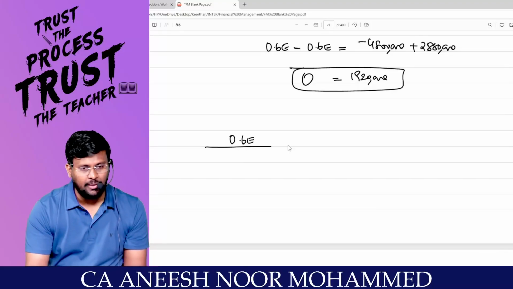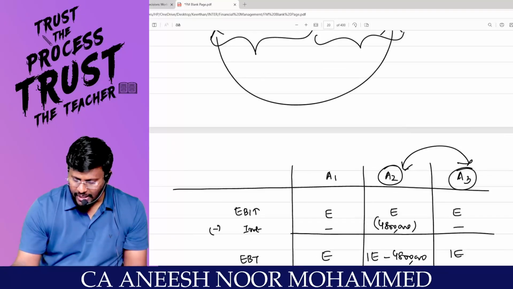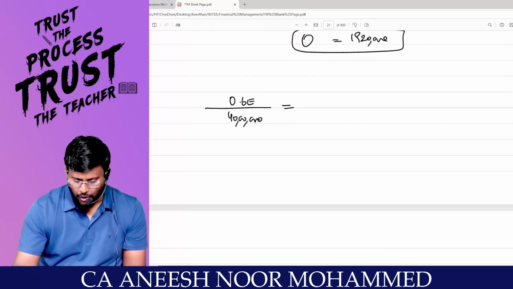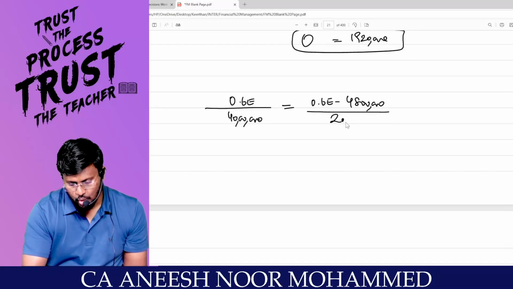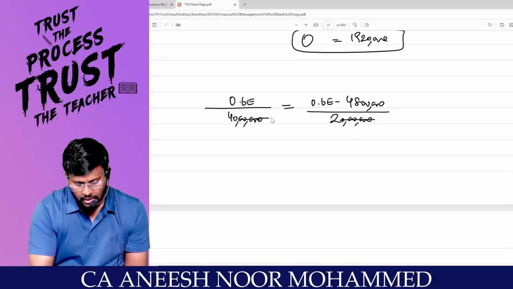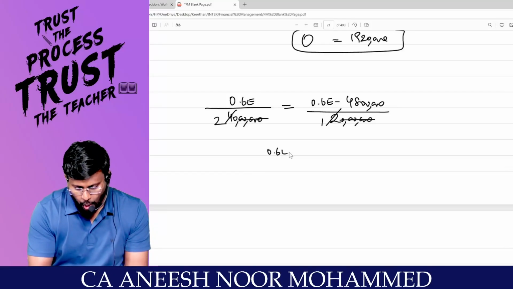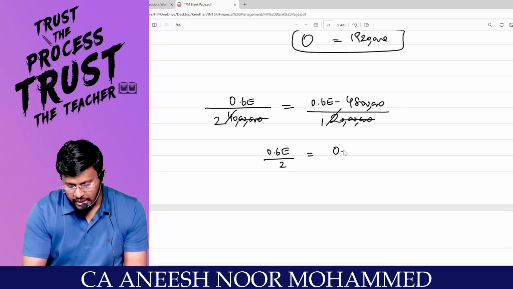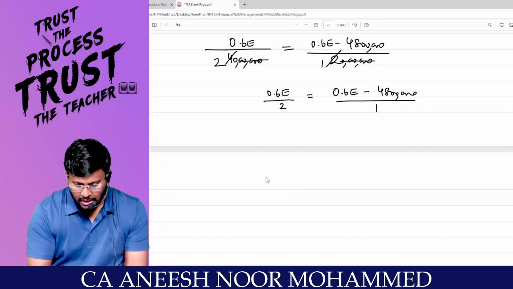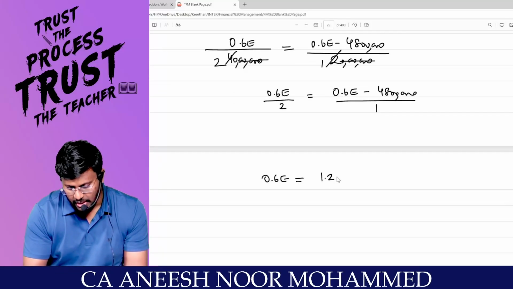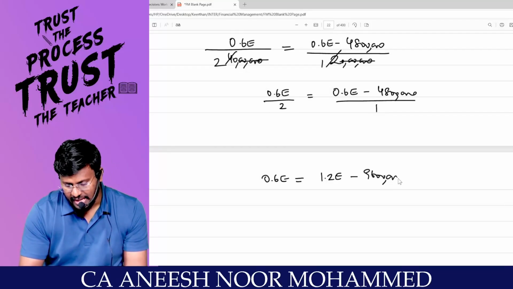0.6E divided by 40 lakhs should be equal to 0.6E minus 48 lakhs divided by 20 lakhs. Can I cancel? Yes, sir. 2, 1. Yes, my dear lovable students. 0.6E divided by 2 is equal to 0.6E minus 48 lakhs divided by 1. That means 0.6E is equal to 1.2E minus 96 lakhs. Can I proceed?